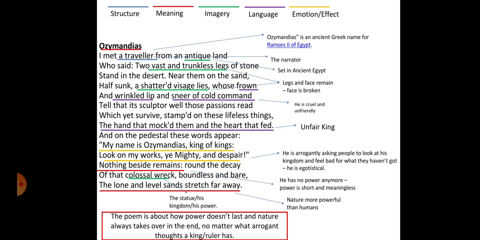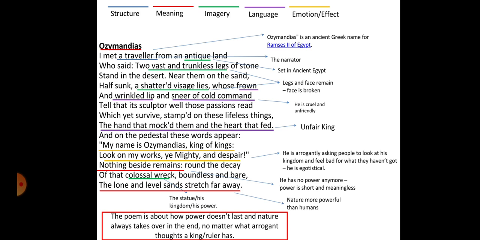So Ozymandias, first and foremost, it's worth bearing in mind that he is based on, or is the ancient Greek name for, Ramses II of Egypt. So he is based on a real person, and this poem comes from some sense of reality, rather than some of the ones that you'll see.